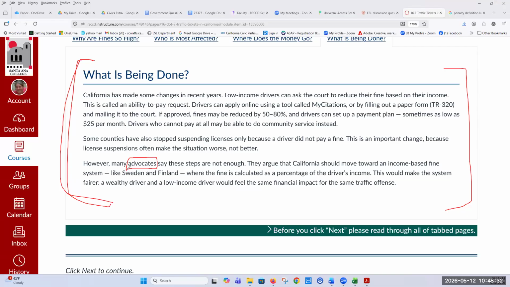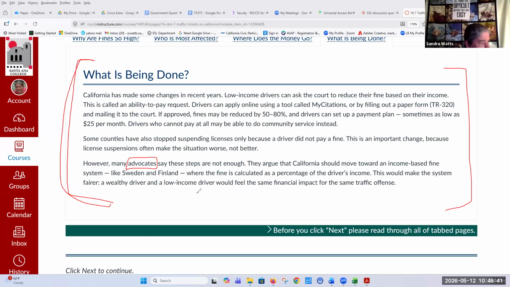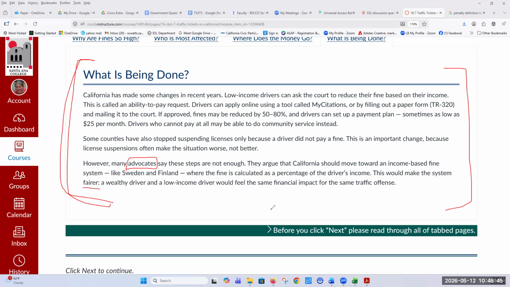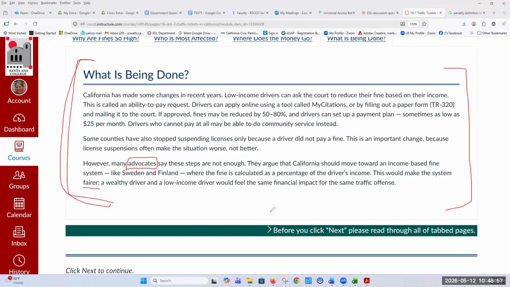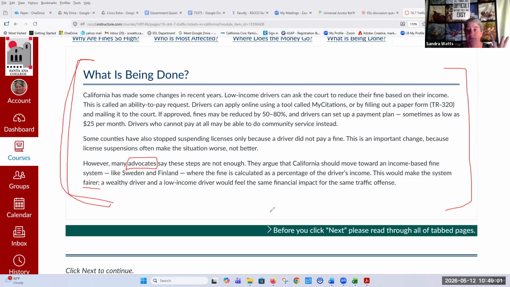Teacher, what is fire? What is what? System fire, in the last line. Fairer? Yeah. Fairer. I know, that's terrible to pronounce, even for me. More fair. Fairer. It's more fair for everybody because everybody's paying the same percentage.